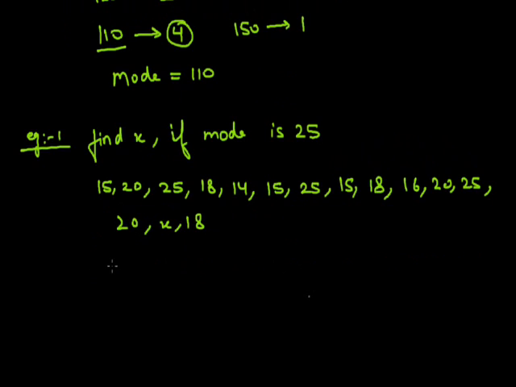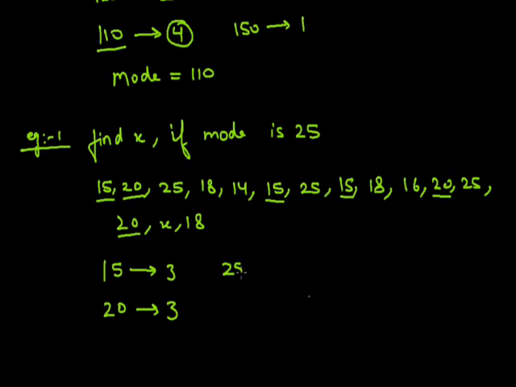Now we'll see which observation is repeating how many times. The first observation is 15. We'll see how many times 15 is repeating: 1 time, 2 times and 3 times. 15 is repeating 3 times, so the frequency is 3. In the same way, the next observation is 20. 20 is repeating 1 time, then 2 times and then 3 times. So 20 is also repeating 3 times.